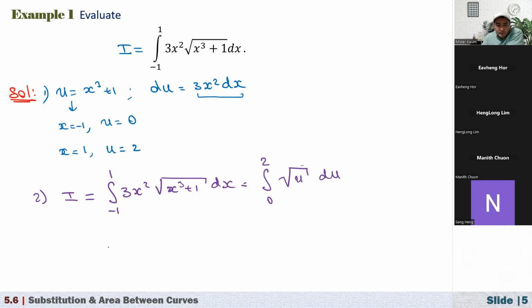So now we know how to evaluate this. That's equal to u to the power of 3 over 2, over 3 over 2, right? And u is changing from 0 to 2. Well, that's equal to 2 over 3.